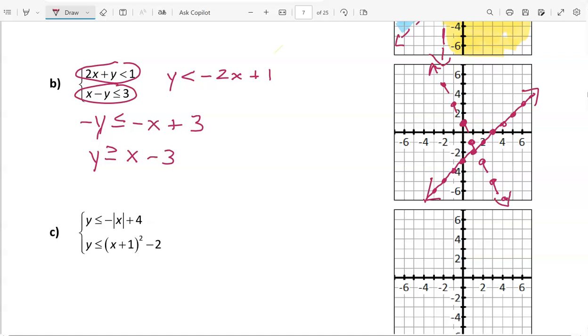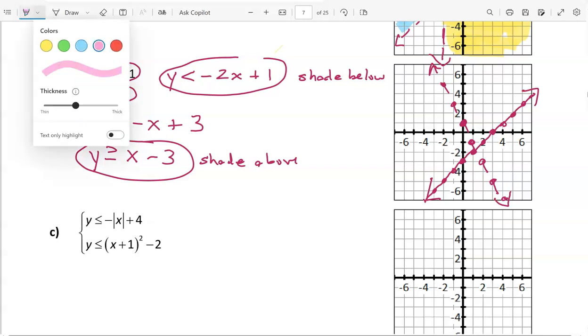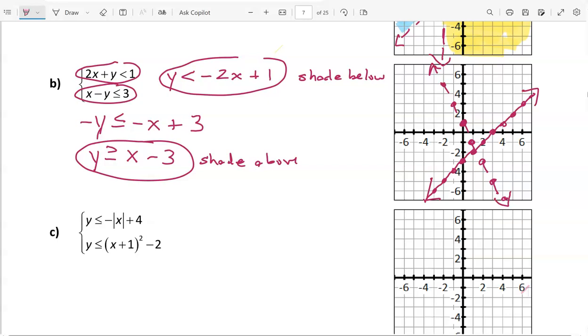And next, since the first inequality is y is less than, we're going to shade below. The second inequality is y is greater than, we're going to shade above that line. So the points that lie below the first line and above the second one are going to be the points that lie over here in the coordinate plane. They are below that dashed line, but at the same time are above the solid line.